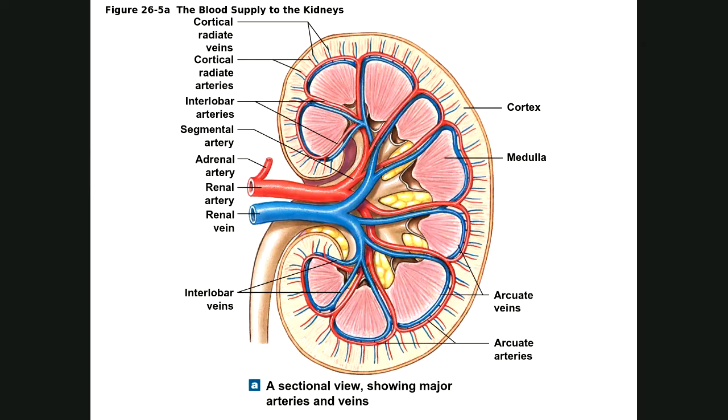So this is a great shot of a sectional view, again, focusing more on the blood vessels. So it starts at the renal artery and then branches into the segmental and then to the interlobar and the cortical radiate, so forth and so on. So you want to be able to identify those. So that's a good slide for that.